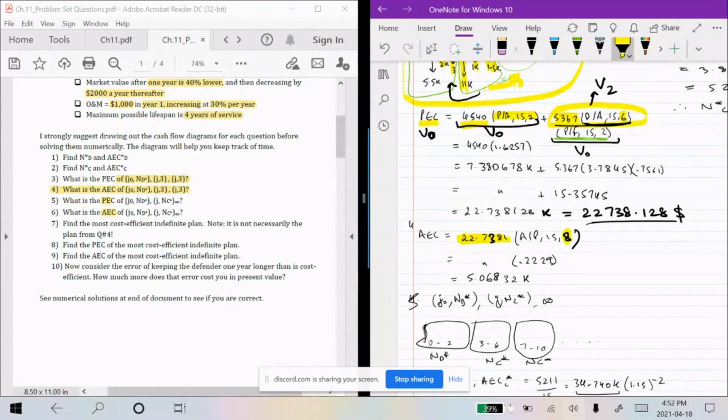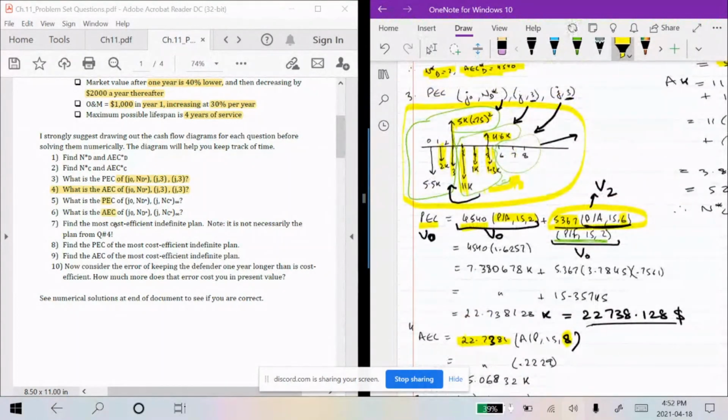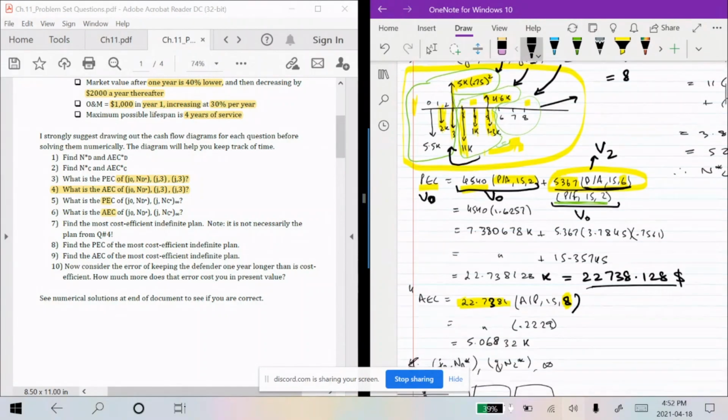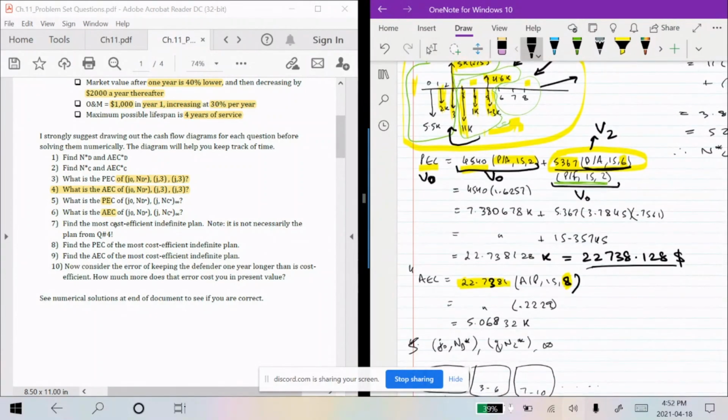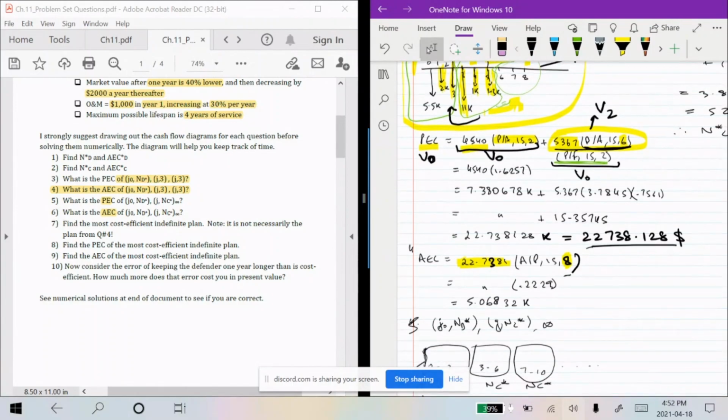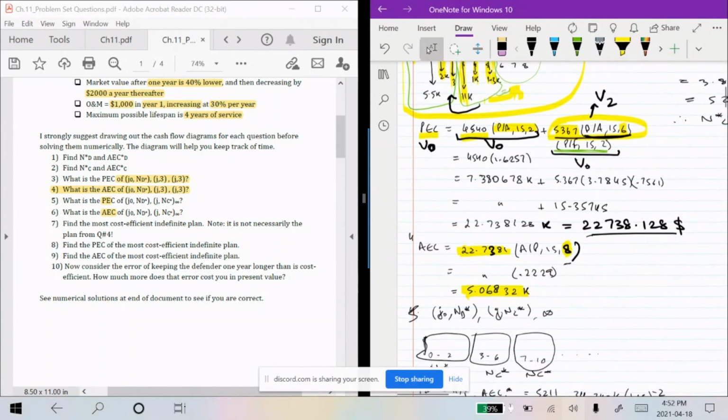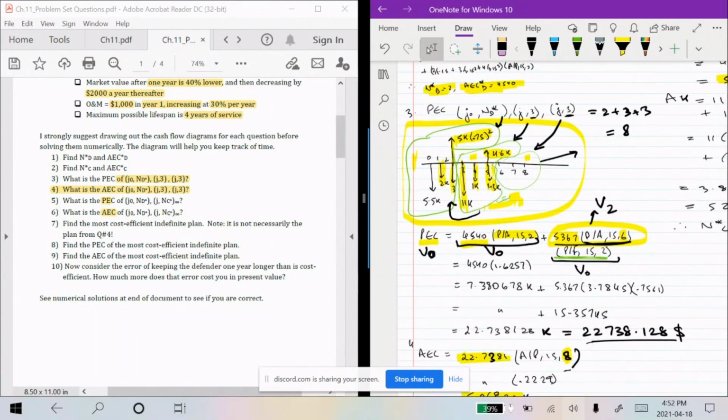I'm doing it for 8 periods because the whole plan, the first thing was for 2 periods, this for 3 periods, and this for 3 periods. So in total, 2 plus 3 plus 3, that is 8 periods. So I'm going to annualize it over the entire plan. That's what we need to do, and that's the reason I wrote 8 here. You just substitute that factor value, and you get this as your answer for the annual equivalent cost of the plan they gave us, right?